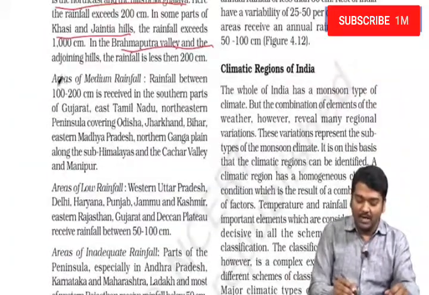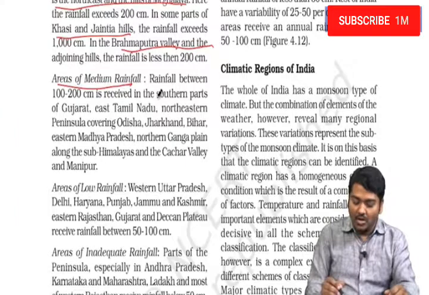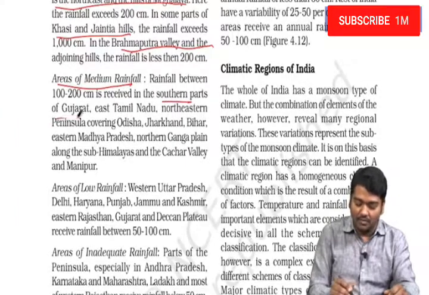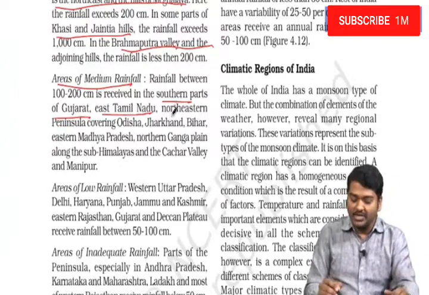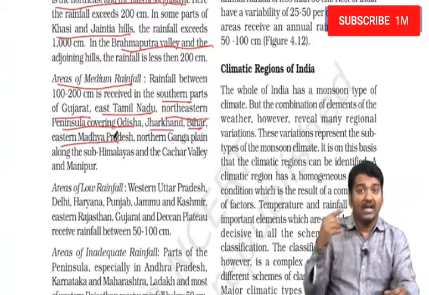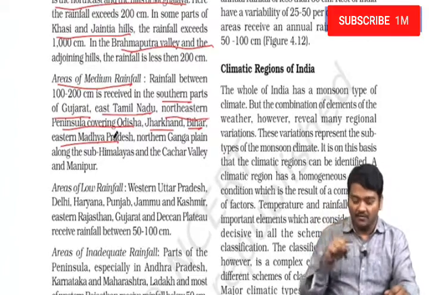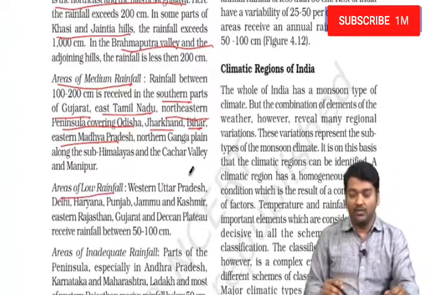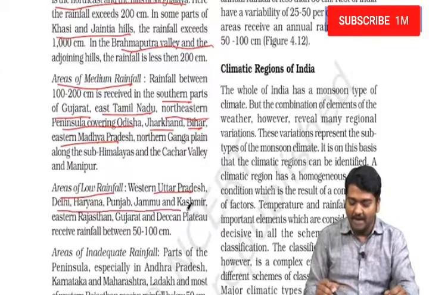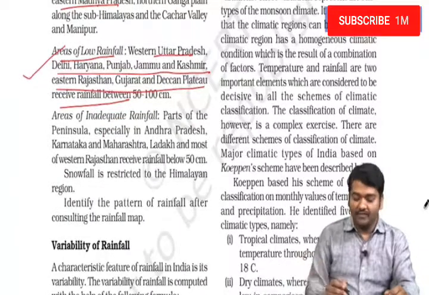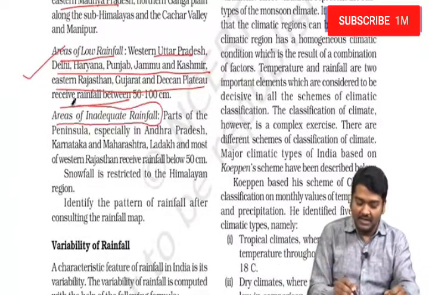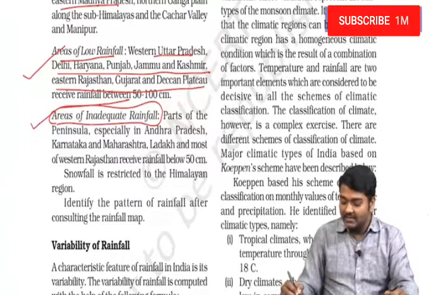And then when we talk about areas of medium rainfall, we talk about the southern parts of Gujarat, the east coast of Tamil Nadu, which receives rainfall from both southwest monsoons and cyclonic depressions, the northeastern peninsula covering Odisha, Jharkhand, Bihar, Madhya Pradesh, and central India through the Narmada valley. Areas of low rainfall are usually western UP, Delhi, Haryana, Punjab, Jammu and Kashmir, Gujarat, Rajasthan, all this. Inadequate rainfall is usually on the leeward side of the mountains, right? This is very, very important.